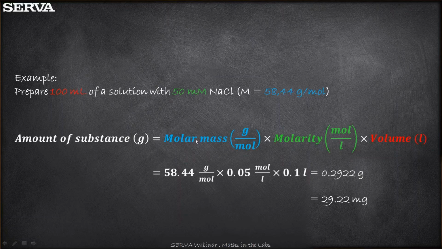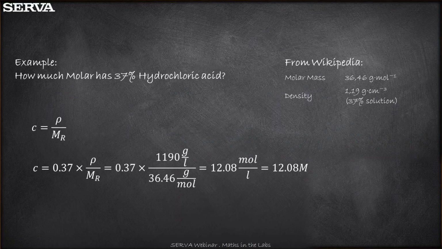58.44 grams per mole. But then the molarity, you want to have 50 millimolar, but as unit in the formula you have mole per liter, so you can describe this in advance as 0.05 mole per liter, and the same goes for volume. You should have liter, here it is milliliter, so it's 0.1 liter. If you do that right, you have no problems at all with converting units, and you get 29.22 milligrams you have to weigh.